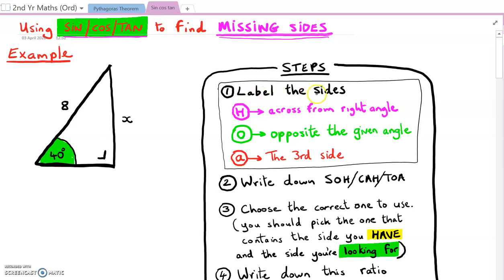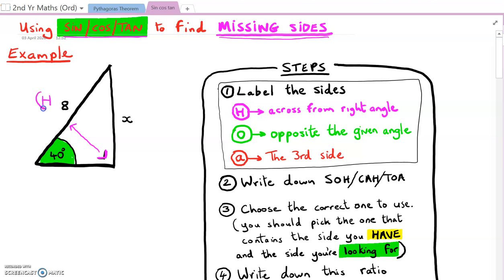Well, the first thing we do, as normal with trigonometry triangle questions, is we have to label the sides. Now there are 3 letters used to label each of the 3 sides. We're going to use the letter H, the letter O, and the letter A. Okay? Now which of the sides is H? Well, H is the side that's across from the right angle. So here's our right angle here. So across from that right angle, this is H. So let's write down H.